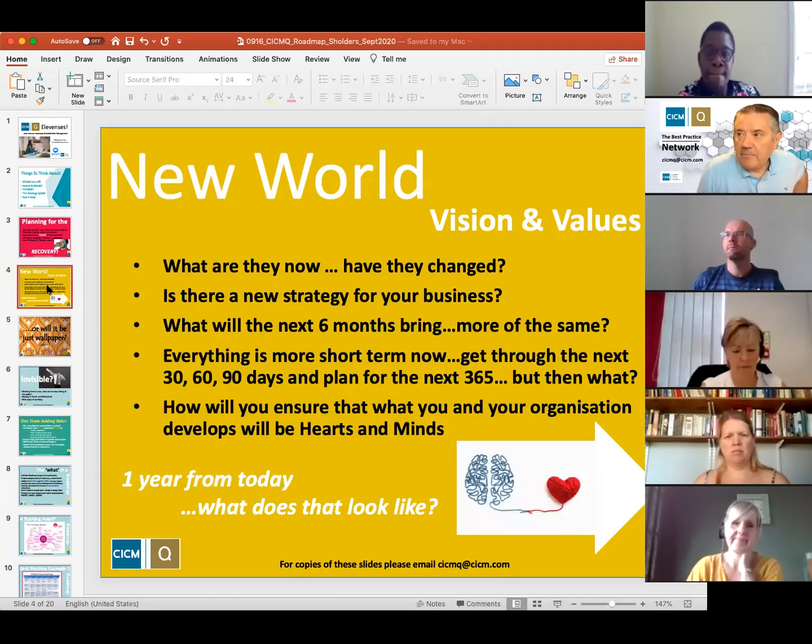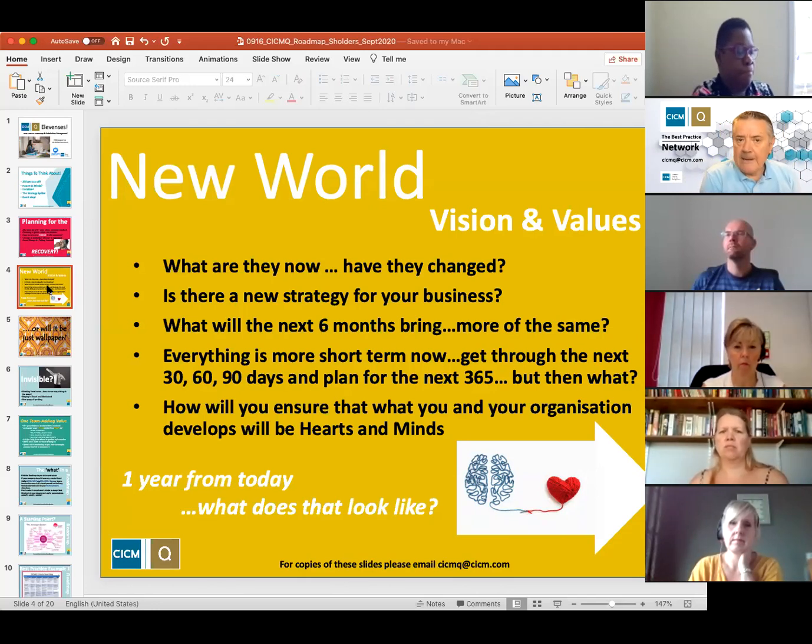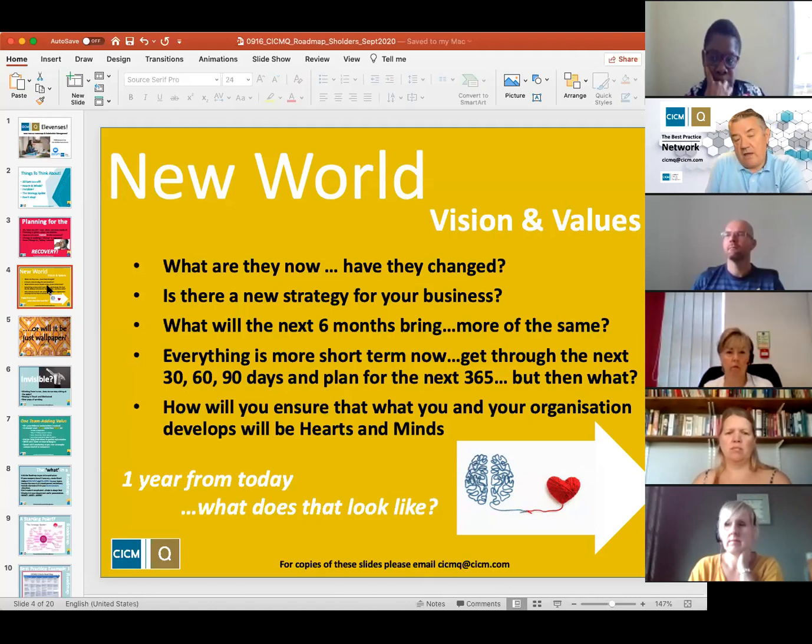The new world. So stuff has changed. What are the vision and values? Are the vision and values the same as they were in your organization prior to this whole social experiment that we've been working on? If they are the same, then that's fine, but they are likely to have changed. There's likely to be a new strategy, even though that strategy is short term. So we need to think that through going forward.